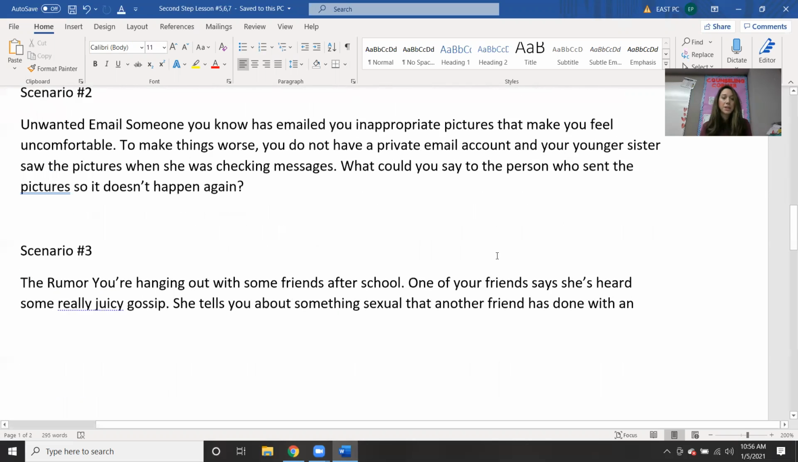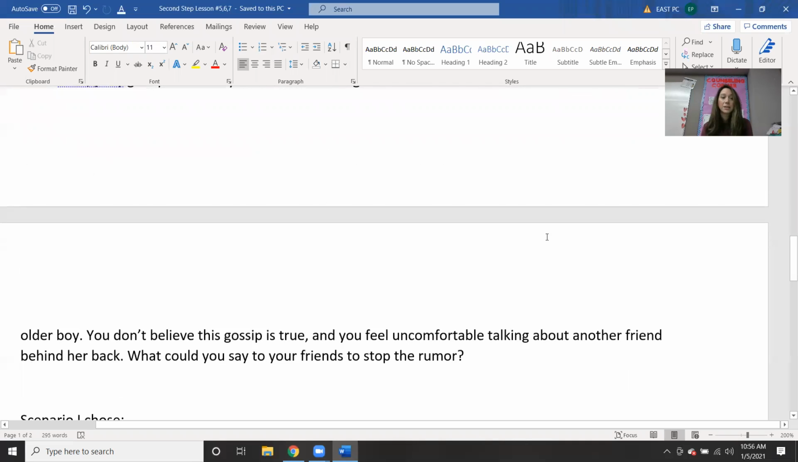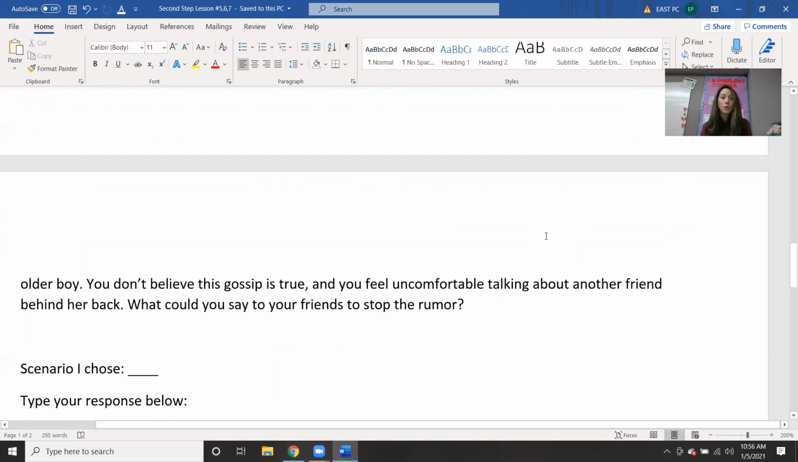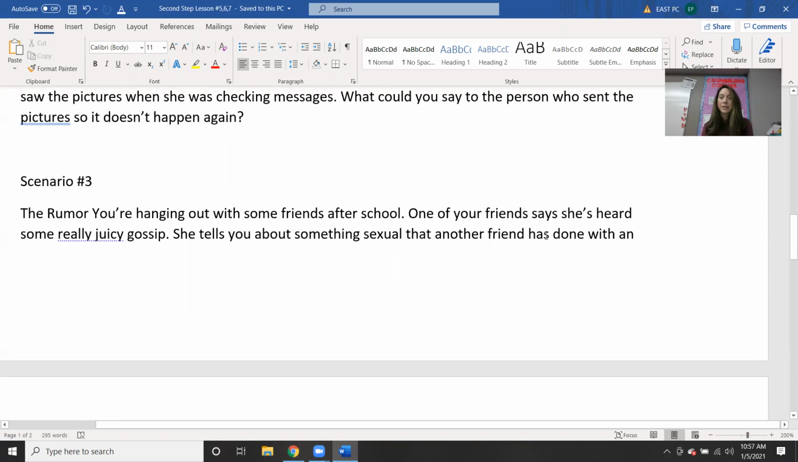And then the last one says that you're hanging out with some of your friends after school. One of your friends says she's heard some really juicy gossip about something sexual that another friend has done with an older boy. You don't believe it's true. It's making you feel uncomfortable. You think it's a rumor. Again, maybe the friend is like, oh, did you hear she sent a naked picture of herself to this person? And you're thinking, no, she didn't. She would never do that. What are you going to do?